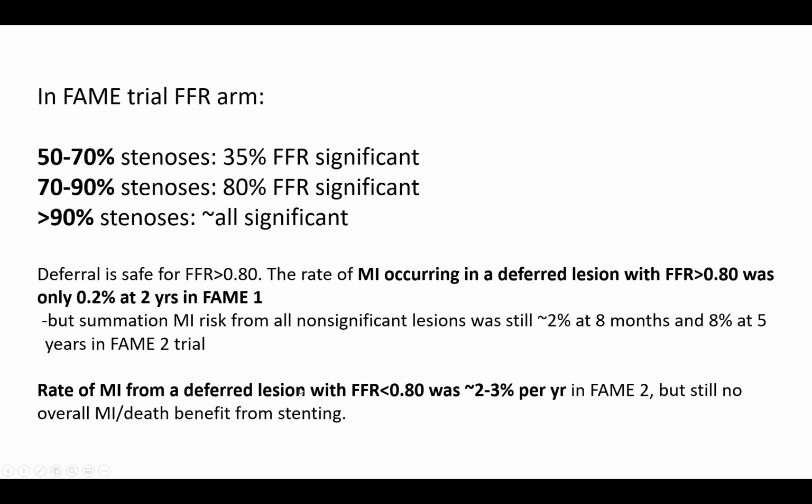On the other hand, if you have a lesion with an FFR less than 0.80 and you're not stenting it, the rate of MI is 2 to 3% per year. It's much higher than the rate of MI of a lesion with FFR over 0.80. So a lesion with FFR less than 0.80 has a much higher risk of MI in relative terms. However, in absolute terms, the risk of MI is still not very high. And that's one of the reasons in FAME 2 stenting did not improve outcomes, because stenting by itself is associated with a 2 to 3% combined risk of peri-procedural MI, stent restenosis, and stent thrombosis.